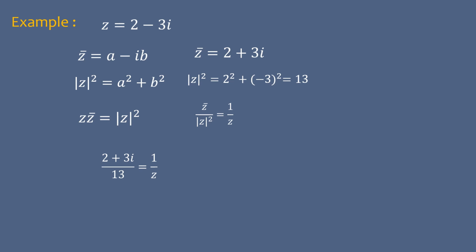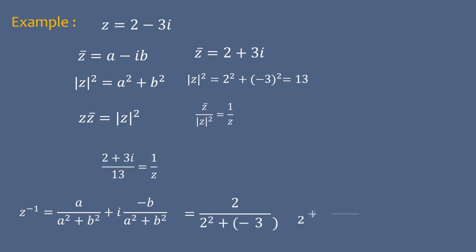Putting the values, we get 2 plus 3i upon 13, which will be our multiplicative inverse. Now let me solve the same problem with the formula that we studied in the previous videos. The formula was a upon a square plus b square plus i times minus b upon a square plus b square. Putting the values of a as 2 and b as minus 3, we get 2 plus 3i upon 13. So you can see the method we use does not affect the final result. The result in both cases is the same, so you can use any one of them, whichever you feel like doing.